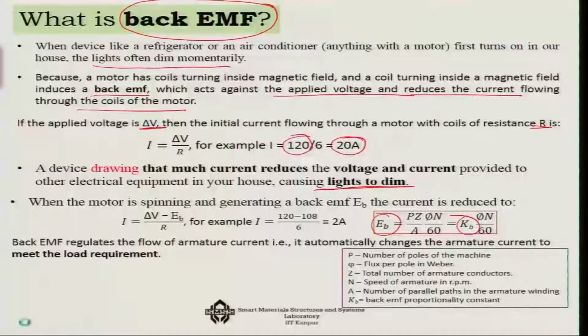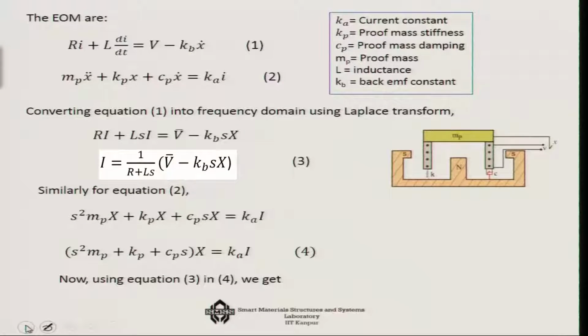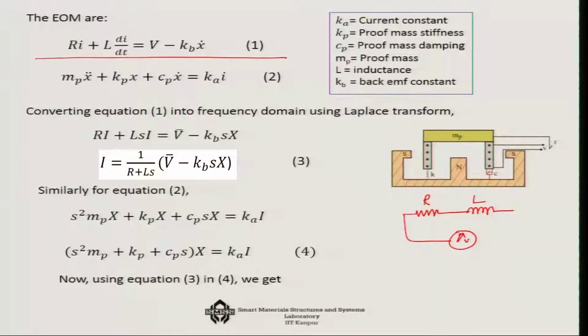So, if we look into the governing equation of the system, we have two systems with us. One is an electrical part. So, let us first discuss the electrical part. In the electrical part, as we have seen, we have a resistance R, and along with that in series we have an inductance L, and we have a voltage source here from the motor. And there is a direction of the current which is flowing through it, let us say it is I.